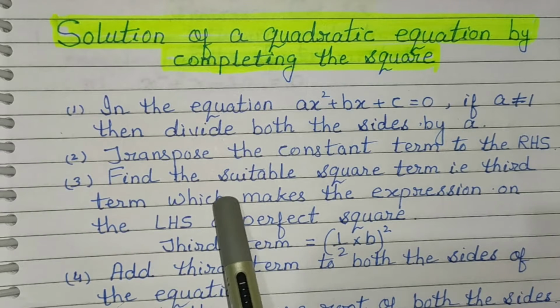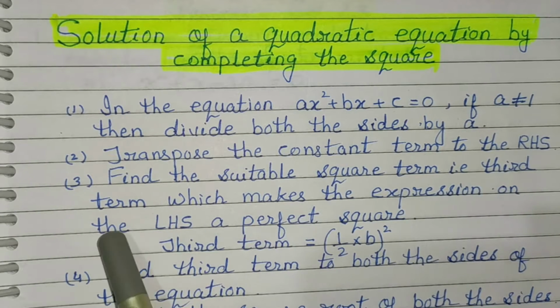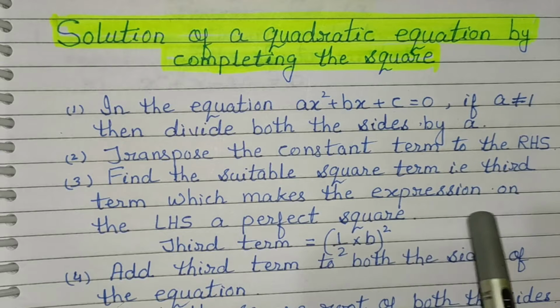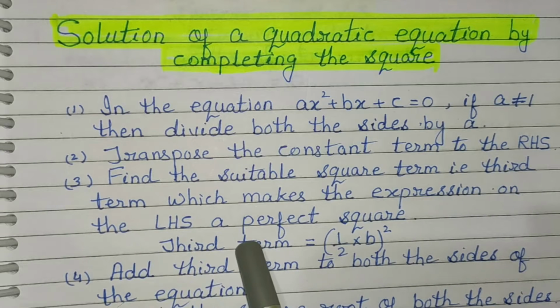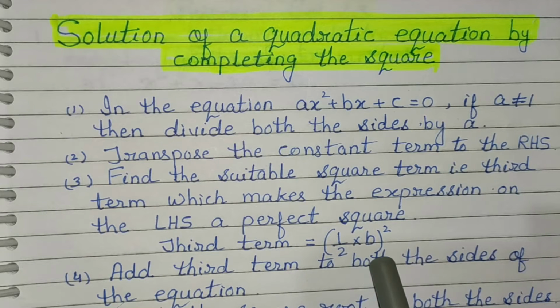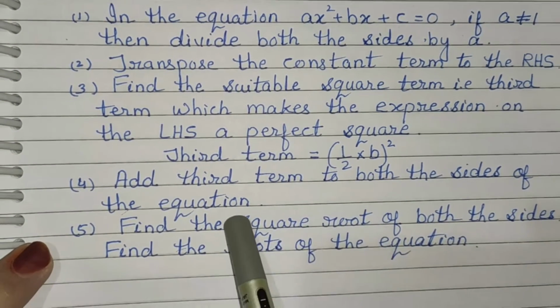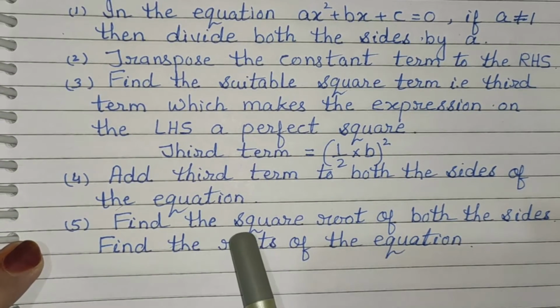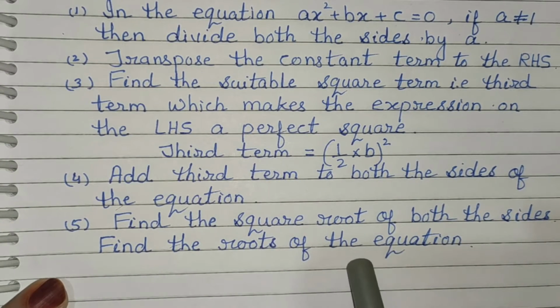Then find the suitable square term, that is third term, which makes the expression on the left hand side a perfect square. Now we get third term is equal to 1 upon 2 into b whole square. Add third term to both the sides of the equation. Then find the square root of both the sides and find the roots of the equation.